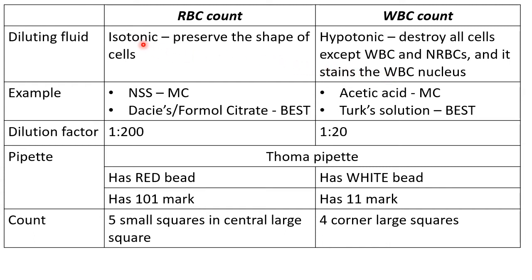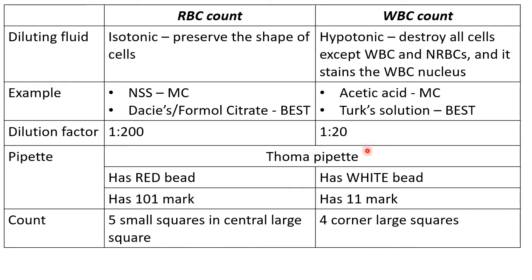An example of isotonic diluting fluid is your NSS, which is the most common na ginagamit. Pero the best or the most preferred diluting fluid for RBC count is DACs or formol citrate. While sa ating WBC count, most common is acetic acid, but the most preferred is the Turk solution. In terms of dilution factor naman, remember, mas malaki ang dilution factor ng RBC count dahil mas marami sila as compared to your WBC. So, 1:200 RBC, WBC is 1:20.